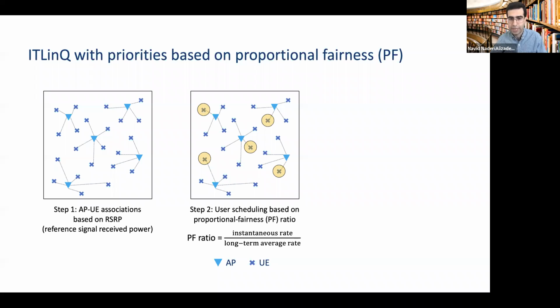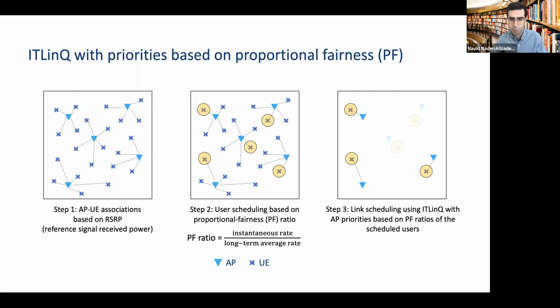So once we have that, we have one user per access point, and then we can just apply our ITLIQ algorithm. And then what we carefully do here is that we use these PF ratios as our ordering criterion. So basically, if this user across the entire network has the highest PF ratio, this access point gets the highest priority in our ITLIQ algorithm. And then we do this over time. And the PF ratios, of course, will change, and then the user selections will also dynamically change over time.